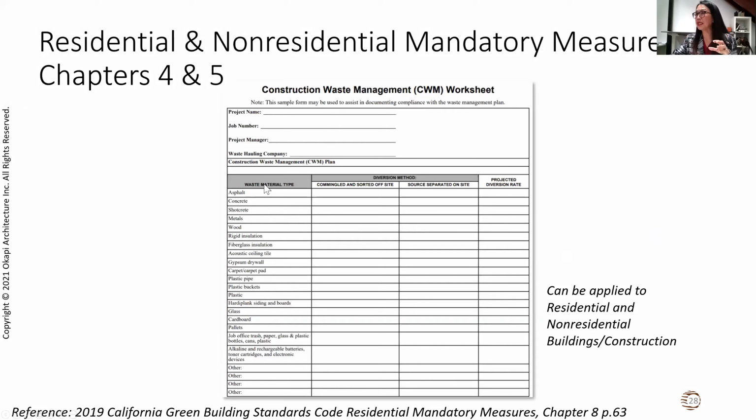So in this one, the left side column shows all the possible materials: asphalt, wood, all the way to glass and cardboard, all this and that. And over this side it asks whether they are commingled or sorted out on the site, and then the percentage, what they call the diversion rate. All of that adds up together, and at the end of the project it will show more than 65%, which is what you need to target.